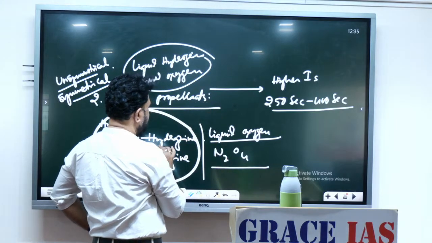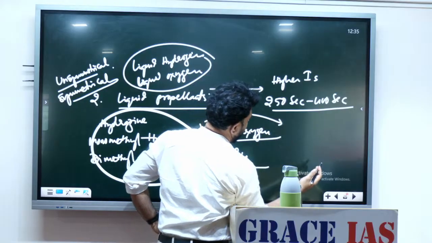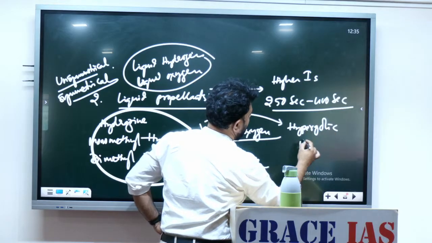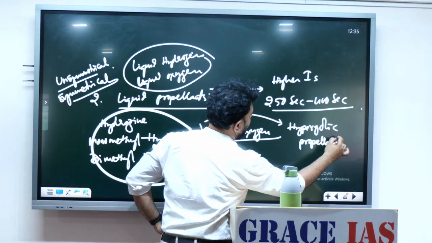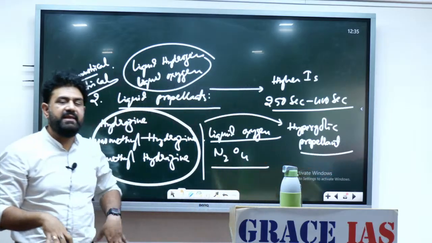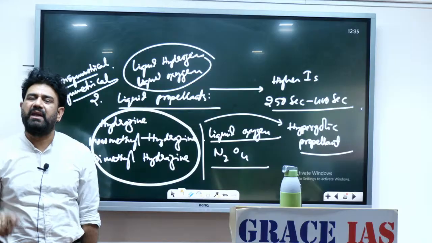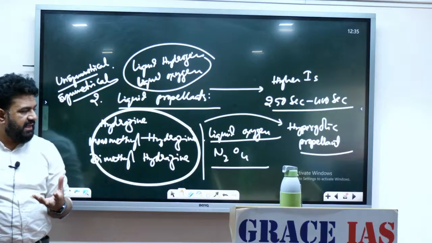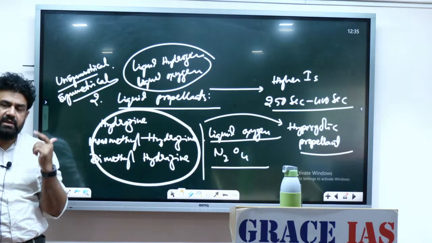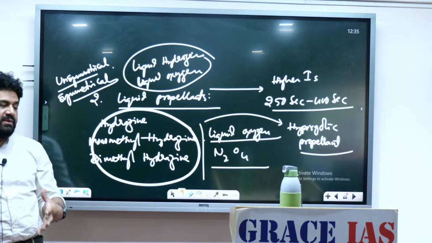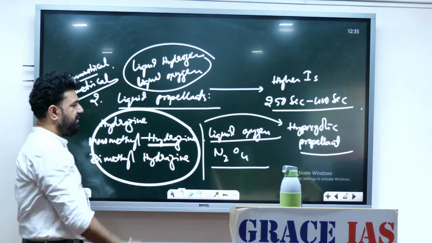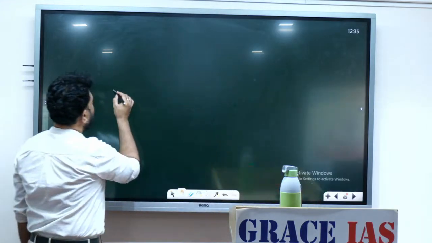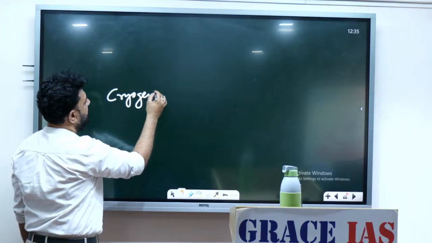And when hydrazine is used, the mixture becomes a hypergolic propellant. Hypergolic means explosive. That means it burns fast and provides the necessary thrust in a very short duration of time. Hypergolic, explosive propellants. Hydrazine, high specific impulse. Next, we can have cryogenic propellants.